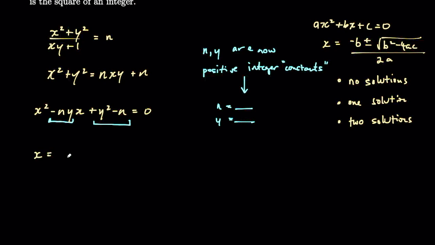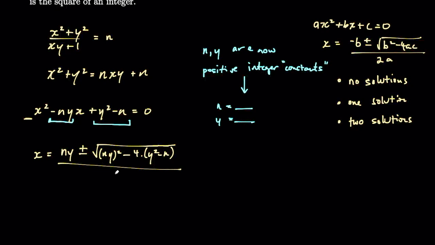Let's say x equals negative b. So b, remember, is this negative ny. So negative ny will just be ny plus or minus the square root of b squared, so ny squared, take 4 times a, which is just 1, the coefficient of x squared, and c is this y squared, take n. Okay, and then this is all over 2a, but again, a is just 1, so this is divided by 2. And now, what we're going to proceed with here is a proof by contradiction.